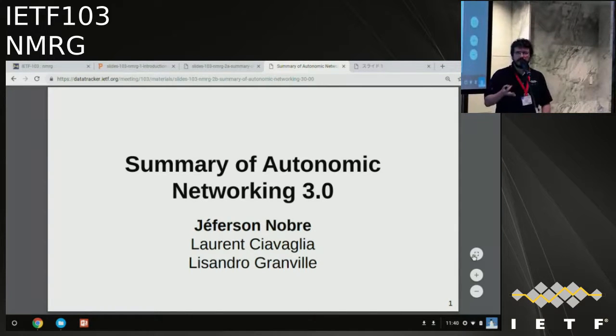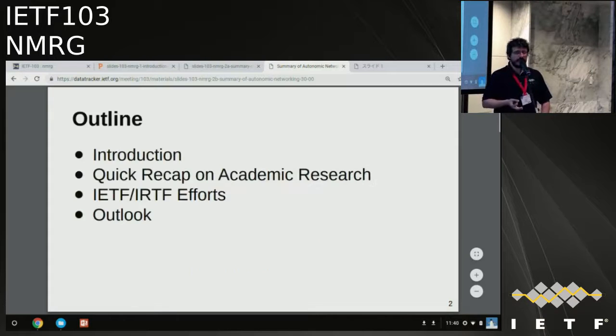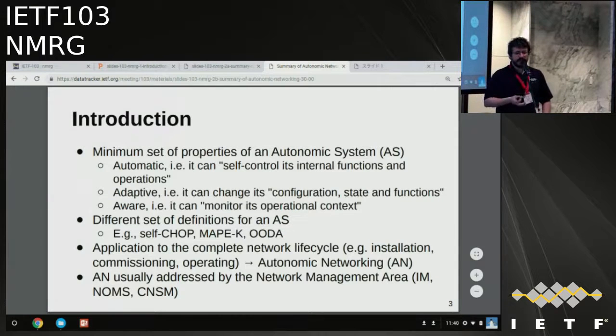First, defining an autonomic system, we usually talk about a set of properties which make a system autonomic. The first one is that the system is automatic, in the sense it can self-control its internal functions and operations. The second one, it is adaptive, so it can change its configuration, state, and function according to some role, some intent, for example. And it's aware, so it can monitor its operational context.